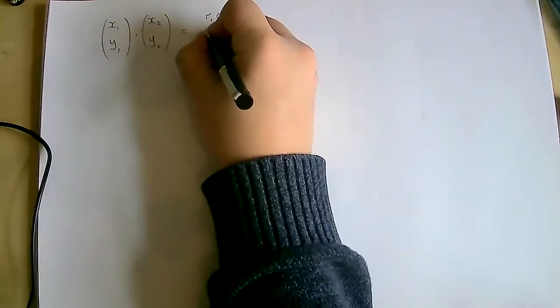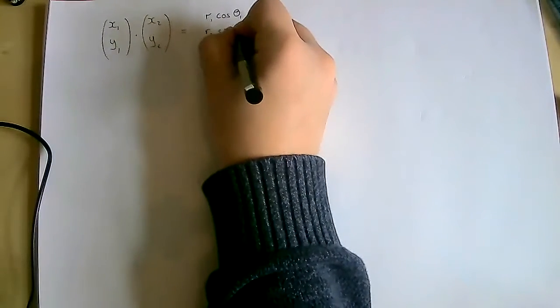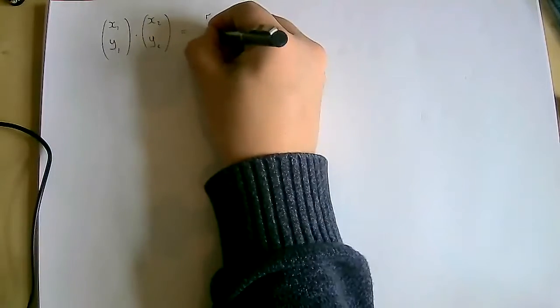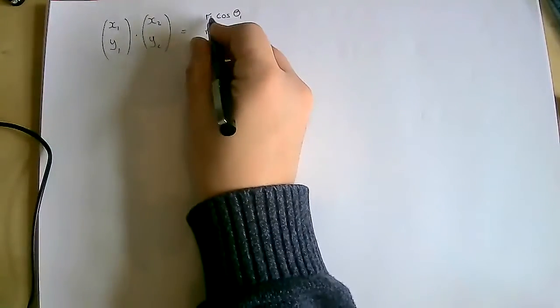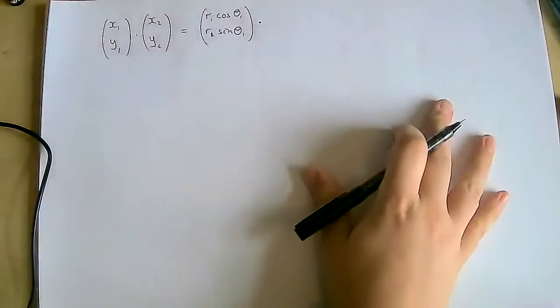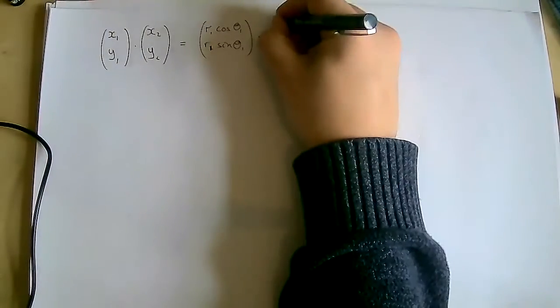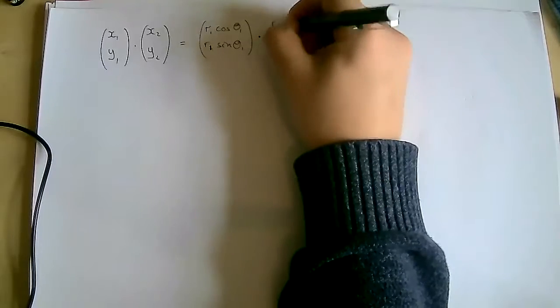some angle, and the y will be the sine of the same angle, r1. So vector 1 has radius r1 and angle theta 1. And you've seen polar coordinates before, so that conversion shouldn't be too alarming. And we'll do the same with vector 2.